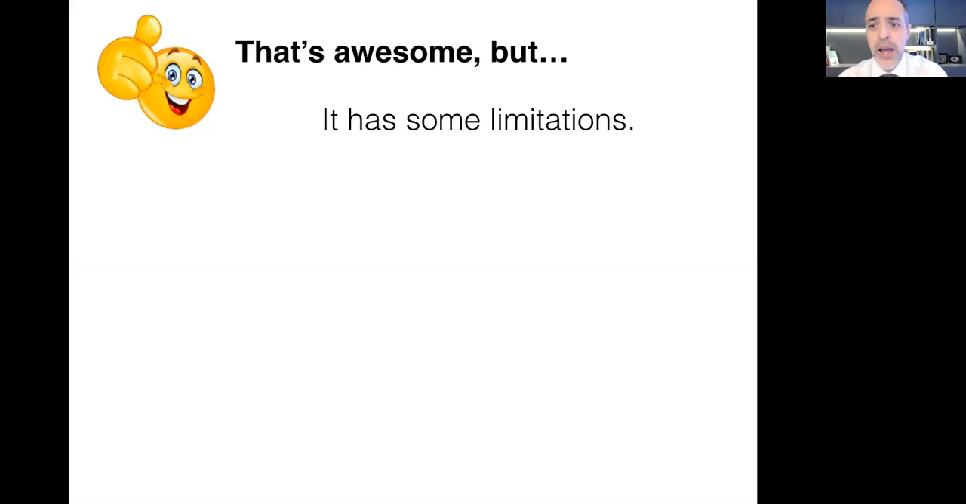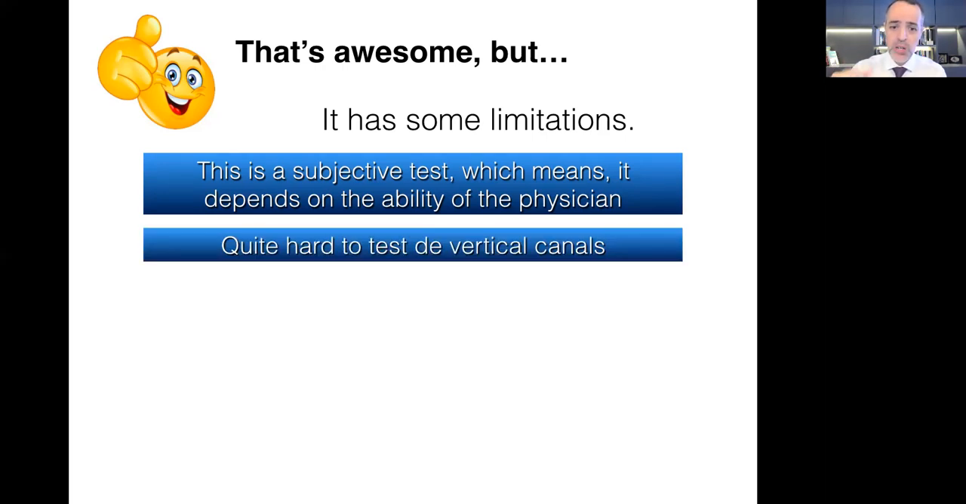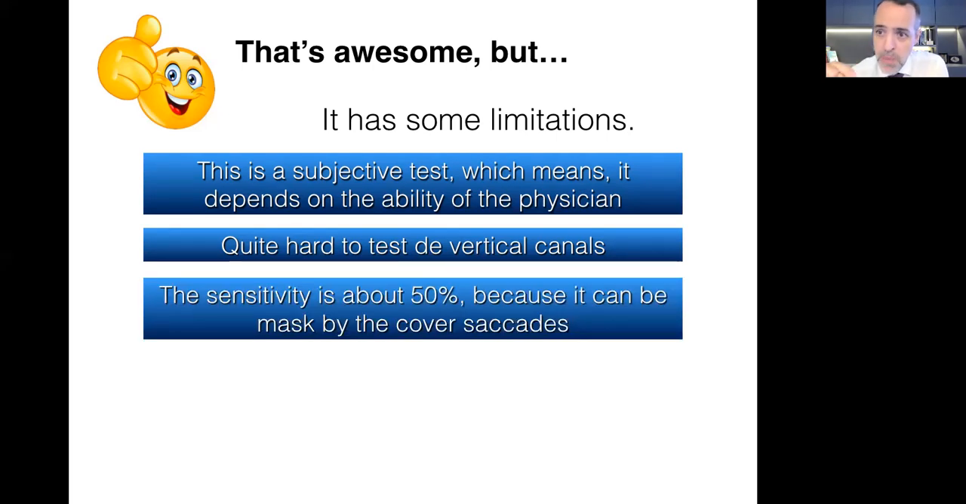Well, this is such a great test. It's a great bedside test, but it does have some limitations. What are the limitations of the clinical head impulse? First of all, it's a subjective test, which means it depends on the ability of the physician to understand the test and to evaluate the result. Second limitation, it's very hard to test the vertical canals. I mean, you can do head impulse in the vertical canals, but it's not so easy to interpret. And this is probably the main limitation: the sensitivity of the clinical head impulse test is not that high, about 50%.